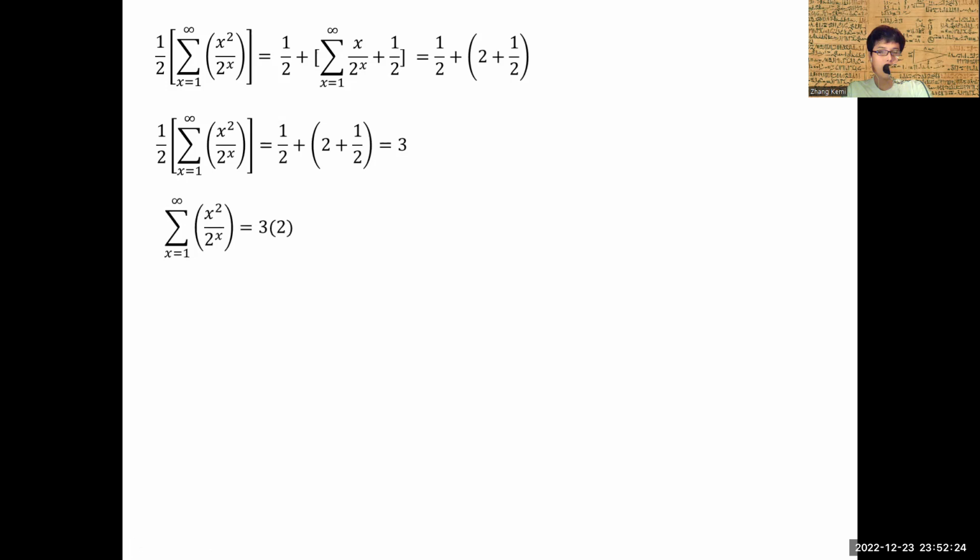And likewise, I multiply 2 on both sides of the equation. Thus, that is what I got. So the answer to this question, the sum of x from 1 to infinity of x squared over 2 to the power of x, is equal to 3 times 2, which is equal to 6. And that is our answer.